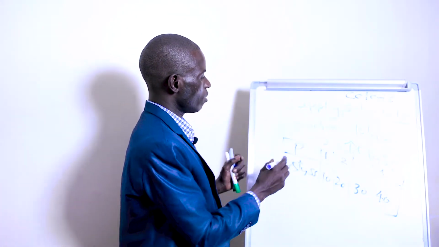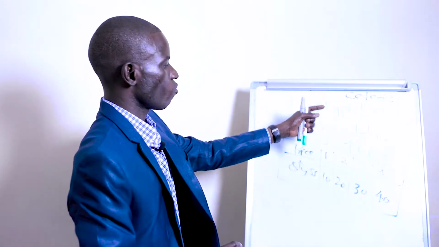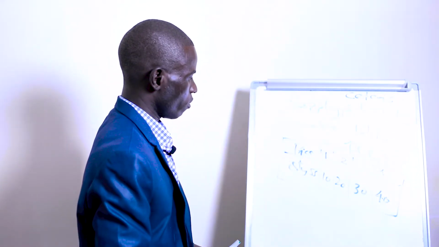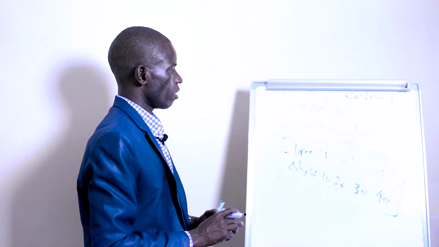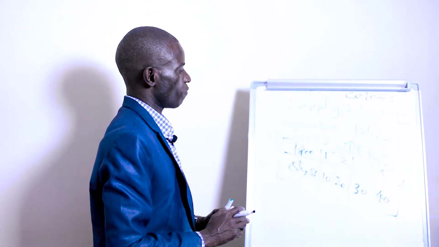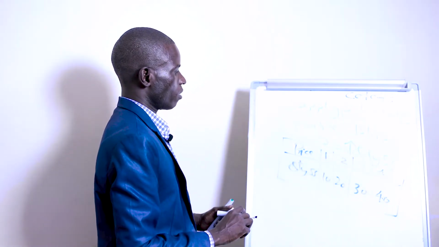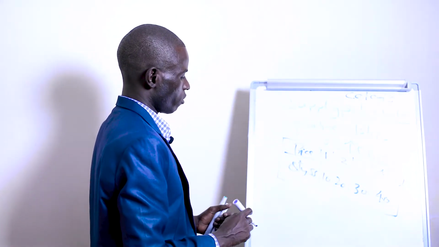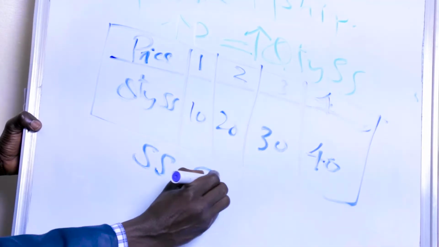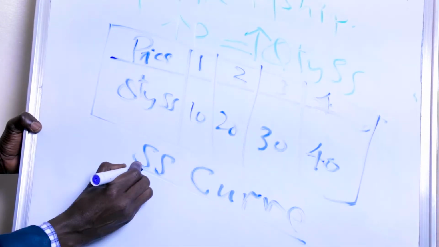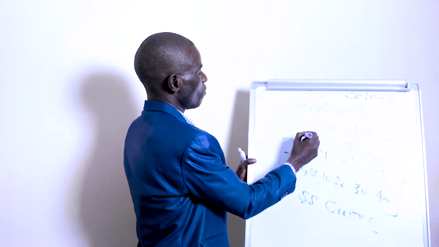So this one is the supply schedule. Here we have the price and here we have the quantity supplied. This is how we draw the supply schedule. So from this schedule, we can draw the supply curve. The supply curve is just drawn by using the definition for supply.